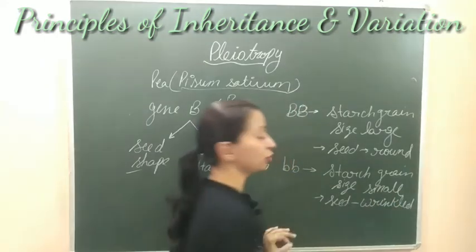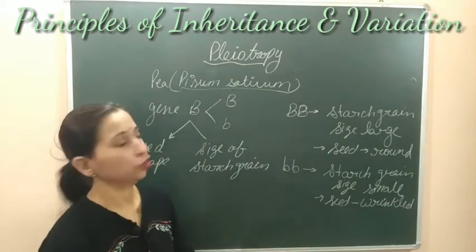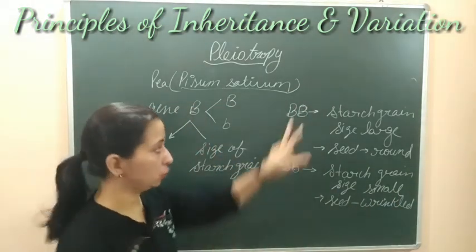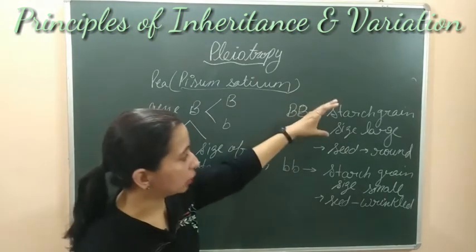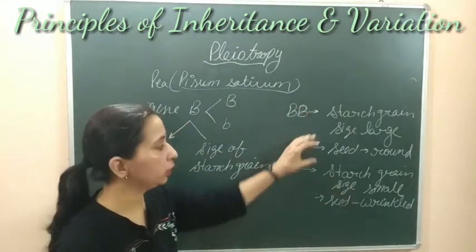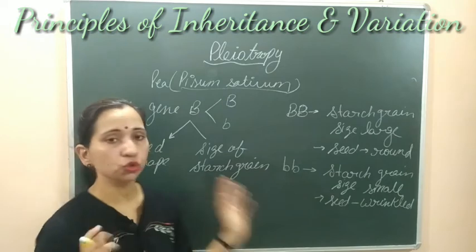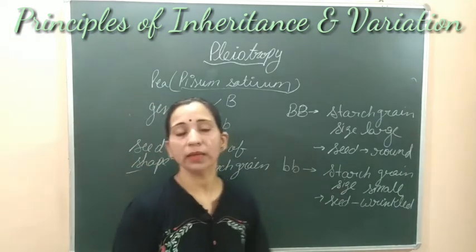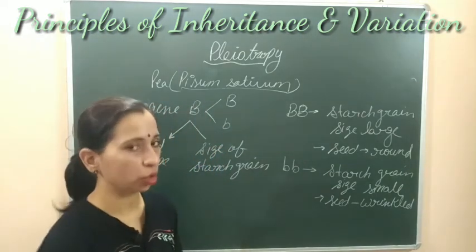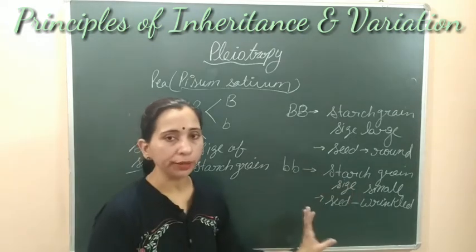So here we can see that two types of phenotypic expressions are controlled by a single gene. That gene B is controlling the starch grain size, and it is also controlling the seed shape. So these two phenotypic characters controlled by a single gene is an example of pleiotropy. Here let's see one more important thing.